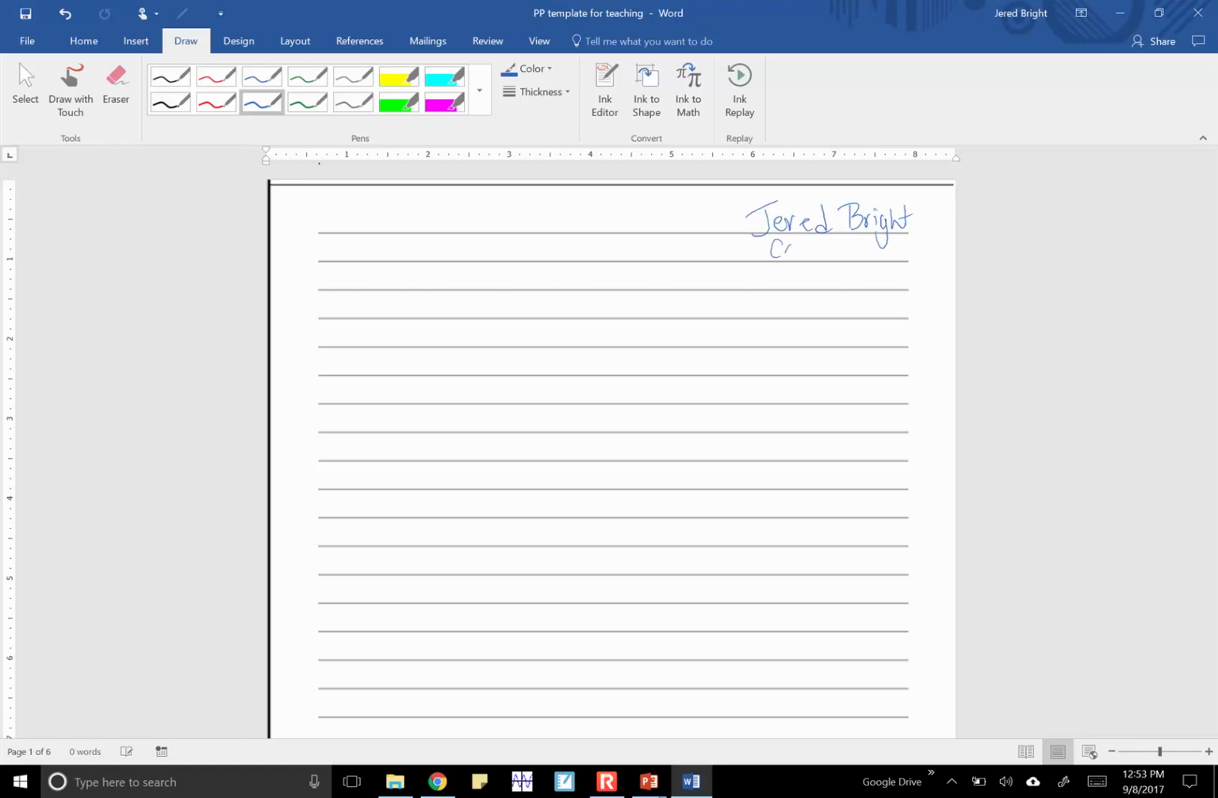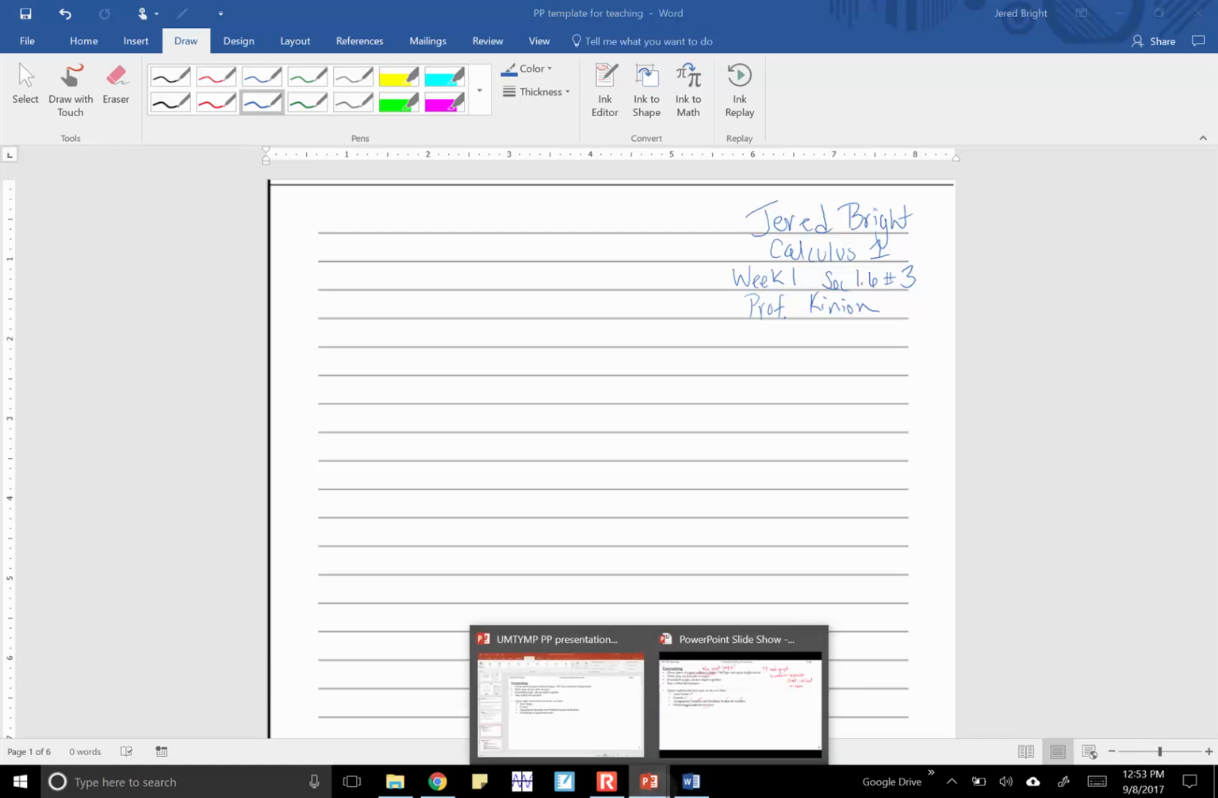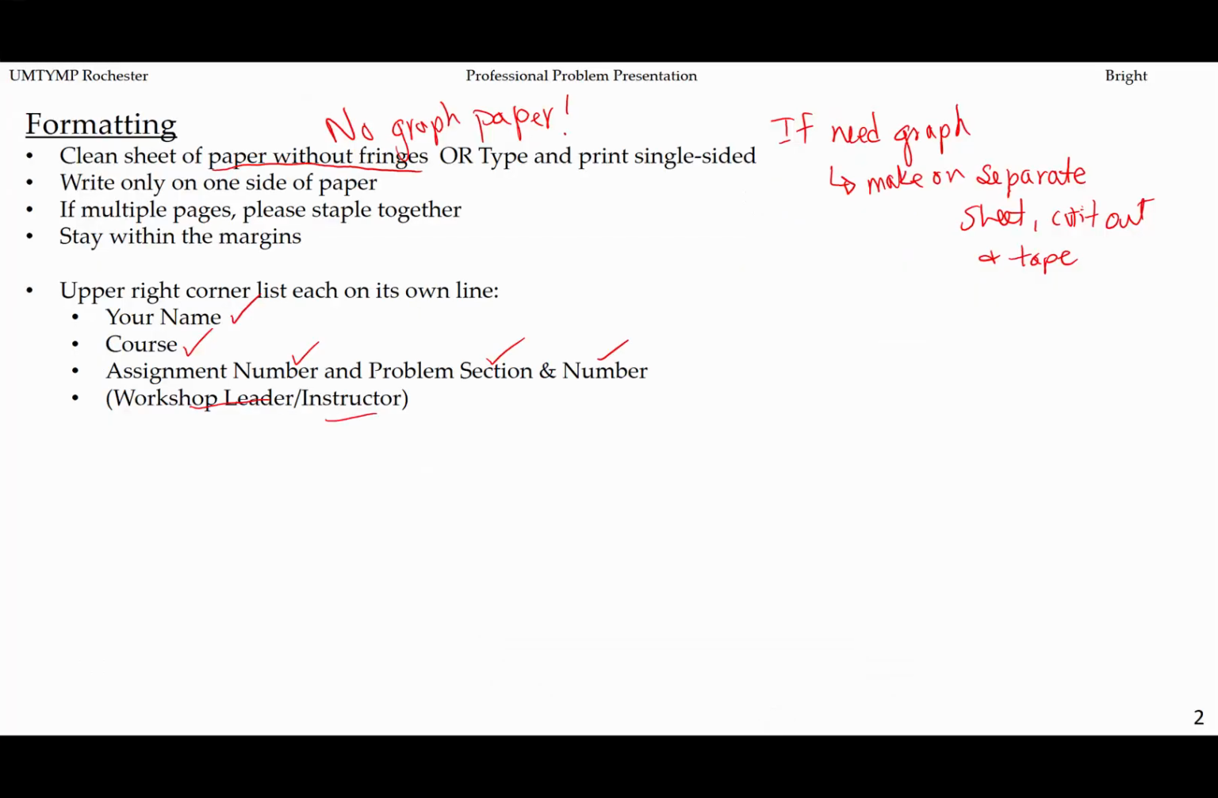Okay, second line was the course. So Calculus 1, and then I would say it would be the assignment week, so maybe week 1, section 1.6, and a certain number, I don't know. Let's pick 3, I don't know. Okay, and then maybe I just write out Professor Kenyon on the fourth line. Okay, and then I would have that all set up. Okay, so that's the basic setup of your sheet.